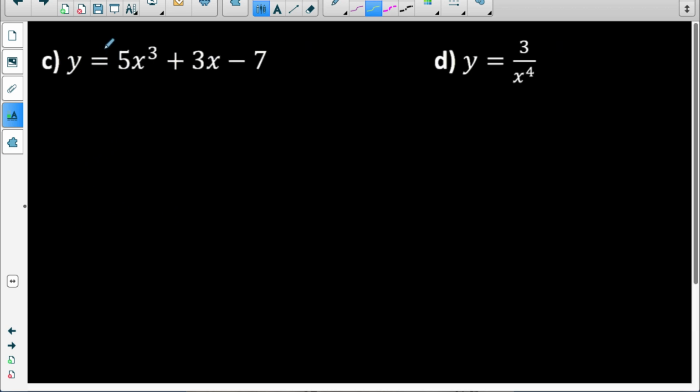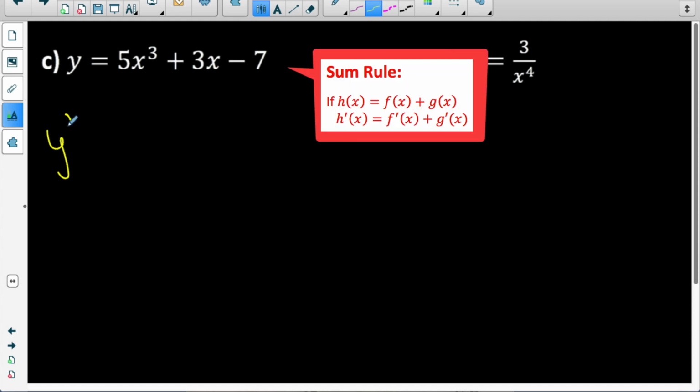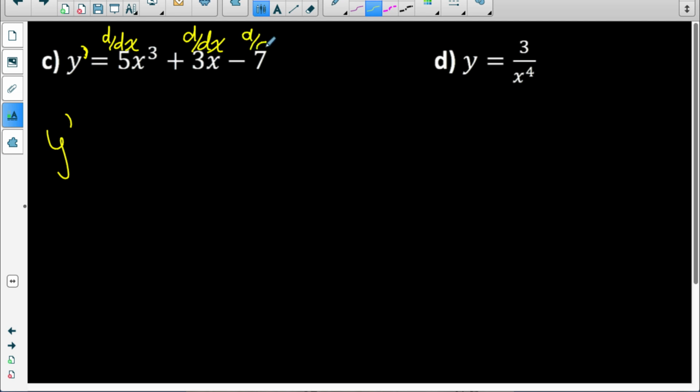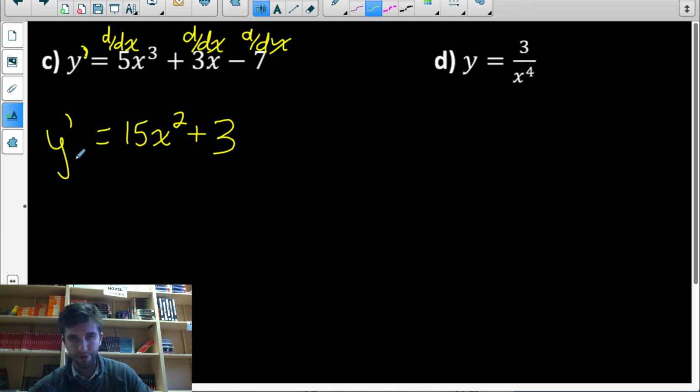Part C. So this time I'm doing the derivative of a sum of a few terms. And what we do when we do that is we just differentiate each of the terms independently. So if I want the derivative of this function, I just have to differentiate this term plus the derivative of this term minus the derivative of this term. Well, what's the derivative of 5x cubed? We'll multiply the exponent by the coefficient and get 15. Keep the base of the power and reduce this exponent by 1, so 15x squared. Plus the derivative of 3x to the 1 is just 3x to the 0, which is just 3, minus the derivative of a constant is 0, so minus 0, which I don't have to write. So there's the equation of the derivative.